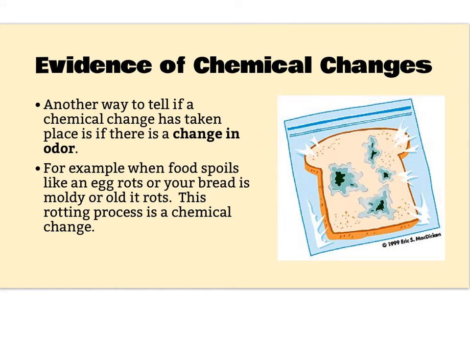One of the unfortunate evidences, but one that you'll know very well, is a change in odor. So oftentimes, if something smells bad, smells like it's rotting, then you know a chemical change has also occurred. Like when the food spoils, or an egg rots, or if your bread starts to go moldy, that's showing that a chemical change is happening in those foods.